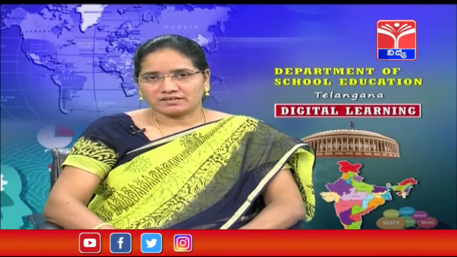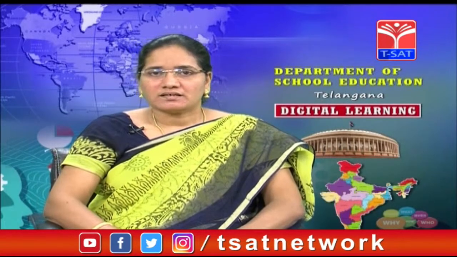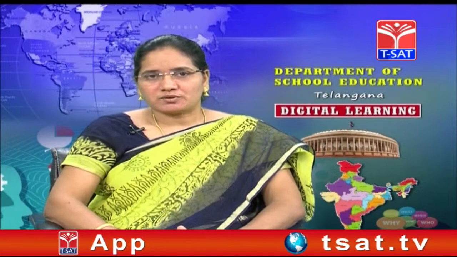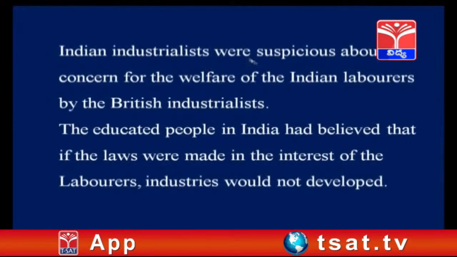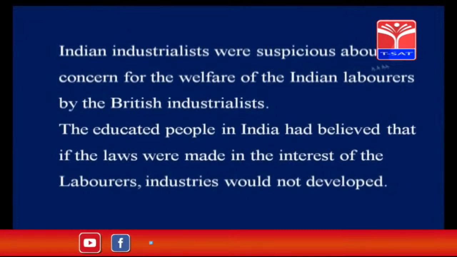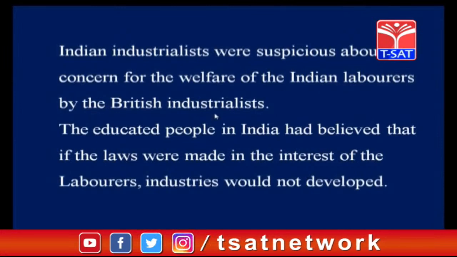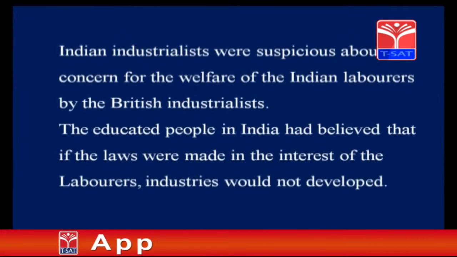Why do you think that Indian educated people did not support the Indian laborers? Because they thought that if facilities and laws were made for the laborers, production would decrease. Indian industrialists were suspicious. Suspicious means they did not believe in the concern of the British for the welfare of the Indian laborers. They thought that the British were supporting Indian laborers for their own selfish reasons.